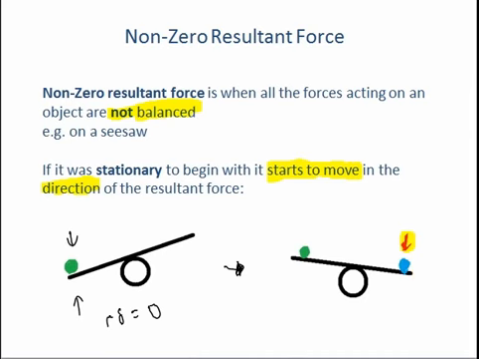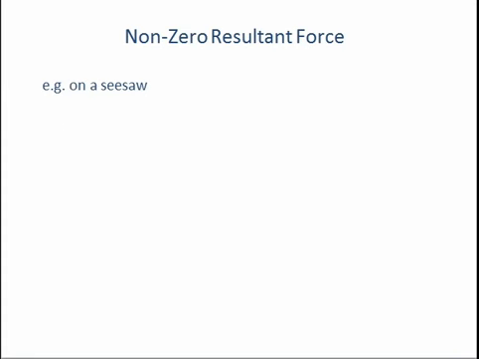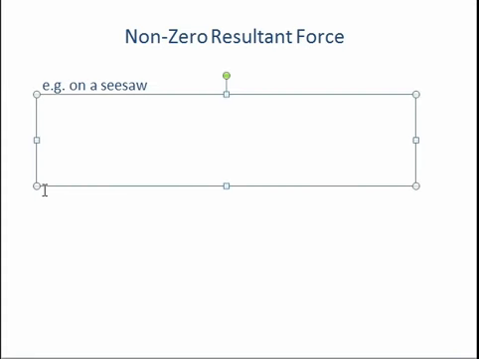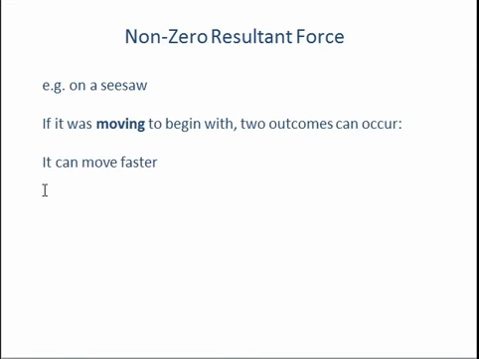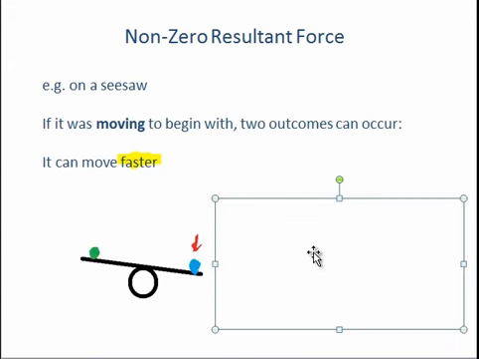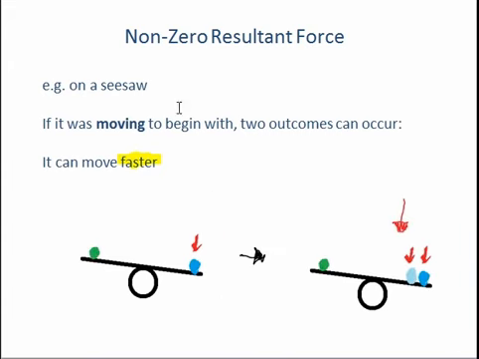But there are other alternatives that can happen if the object was already moving. So let's still think about our seesaw. If it was moving to begin with, two different outcomes can occur. So it can start to move faster if, for example, in this example, we have our object moving it up from the ground, our new object being placed on the seesaw, and it begins to move. If we then, while it's moving, place another object, it will start to move even faster. Or it will accelerate, which is something we'll talk about in another video.